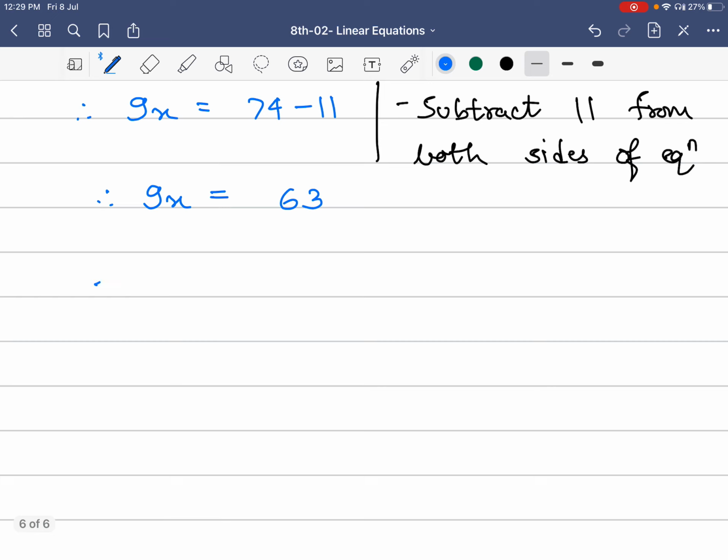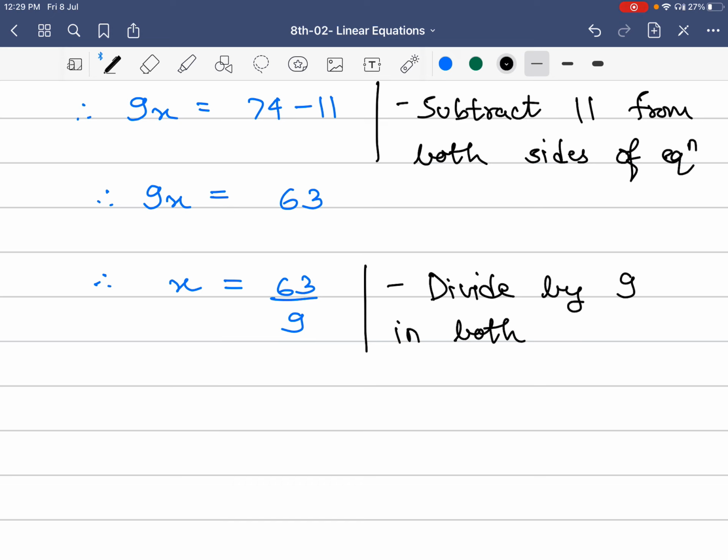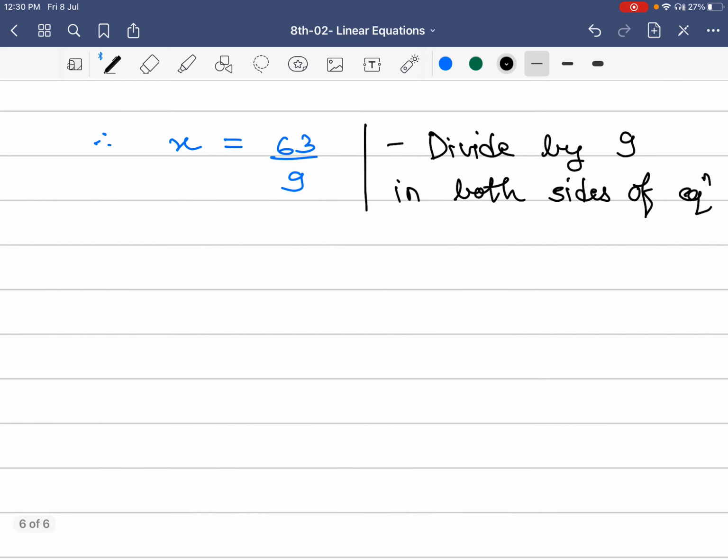Now the next step is x is equal to 63 by 9. What are we doing here? Once again, let's mention: we are doing division, divide by 9 on both sides of the equation. This is important. We should perform the same operations on both sides of the equation to maintain the equality. So let's continue. Our x will be equal to 63 by 9, and 9 sevens are 63, so the value of x is 7.